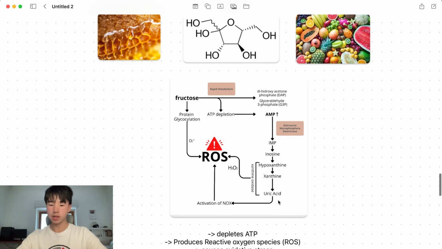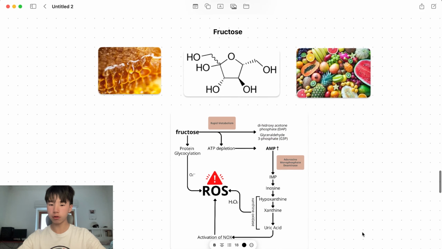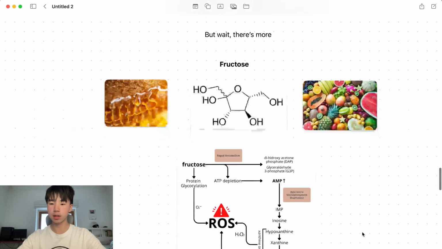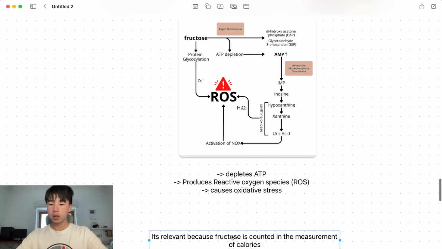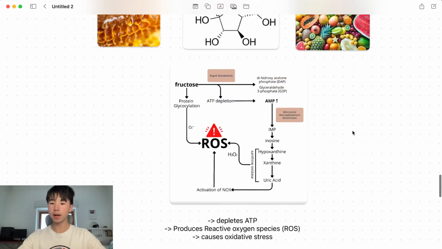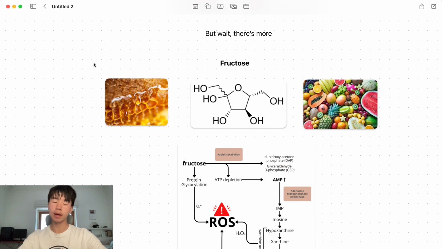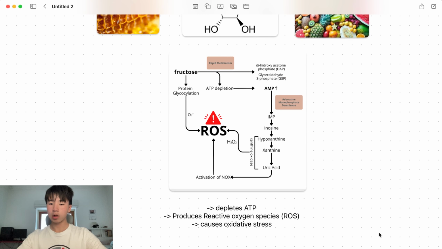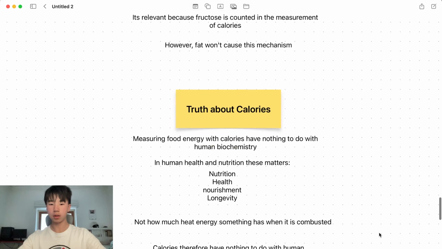Now, the thing about fructose is it depletes ATP and produces reactive oxygen species, and that causes oxidative stress. So fructose is basically a poison. It's really bad for you. And this is relevant to calories because fructose is counted in calories. But if you consume the same amount of calories in fat, this mechanism wouldn't happen. So even though we technically had the same amount of calories, there would be a completely different outcome.